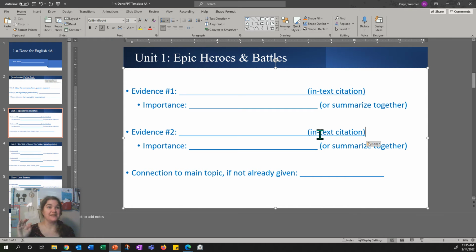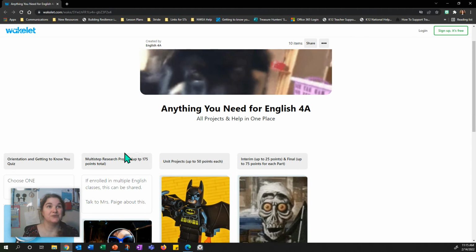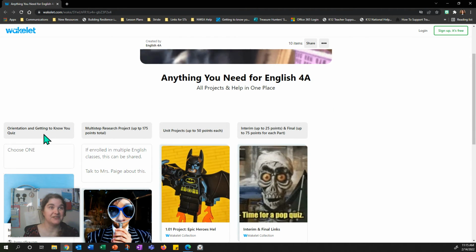If you get it from the class lessons, then put English 4A class or OLS. That works. If you're doing it from maybe the link that I sent you, that all-in-one file that I gave you, this is what it looks like here. You can literally go to each of the ones. The orientation and getting to know you doesn't have to be part of it. That's just something so I get to know you, right?